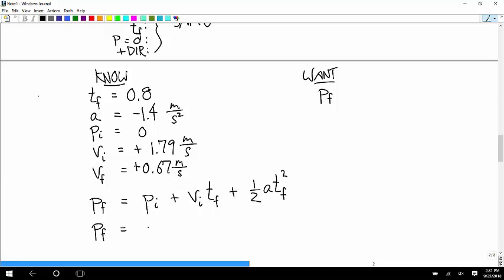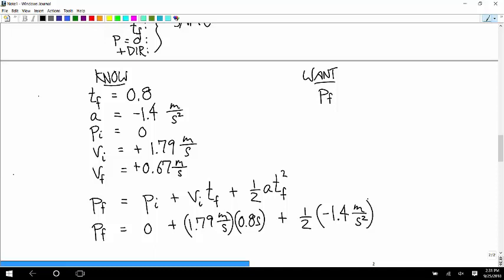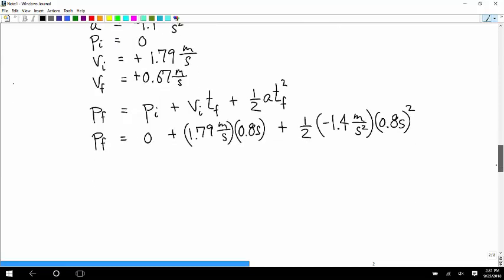So PF is equal to 0 plus 1.79 meters per second times 0.8 seconds plus 1/2 times negative 1.4 meters per second squared times 0.8 seconds squared.